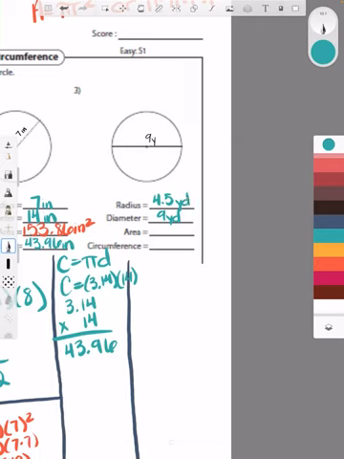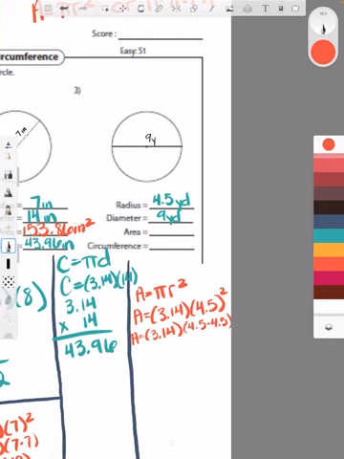All right, so now we're going to go ahead and find our area. So I'm going to write down my formula. Area is equal to pi r squared. Now I'm going to fill in information I know. I know pi is represented by 3.14. My radius is going to be 4.5, and I'm squaring it. So the area is equal to 3.14, and since we're squaring 4.5, that means we're multiplying 4.5 times itself.